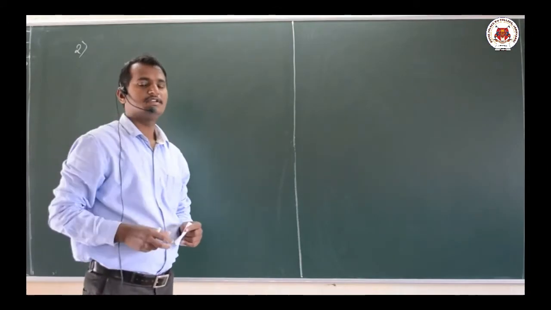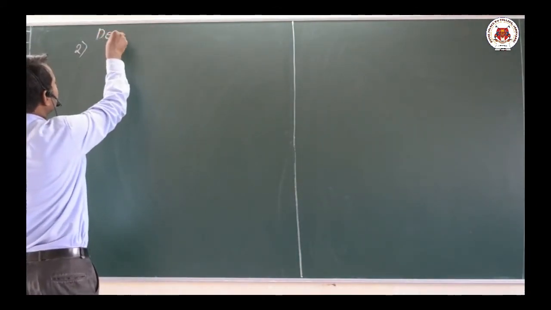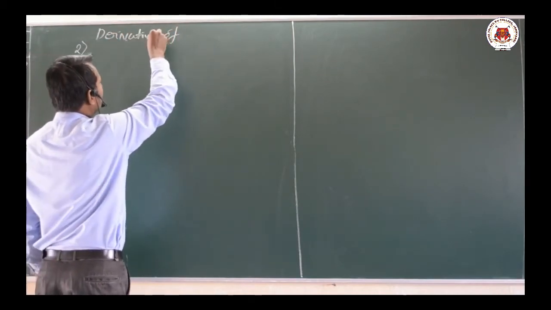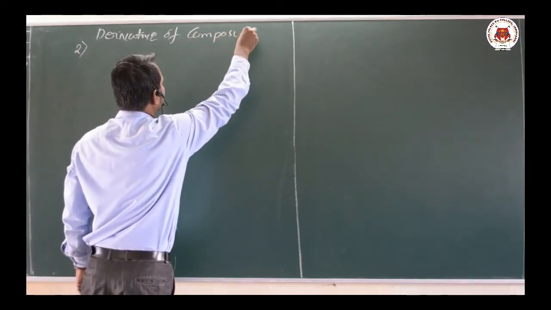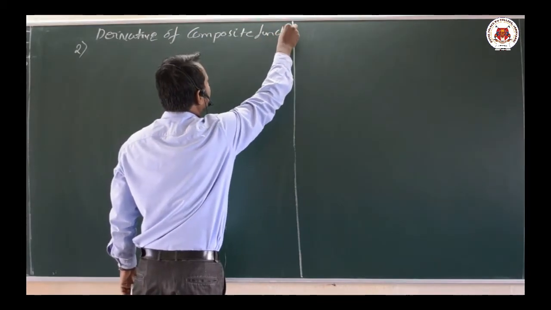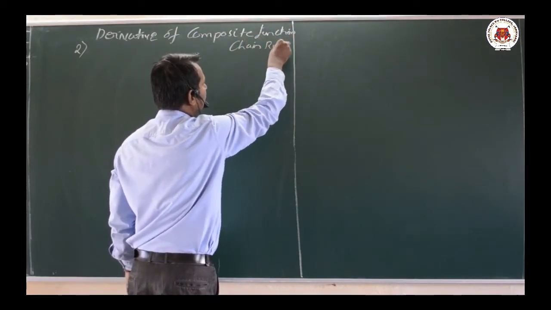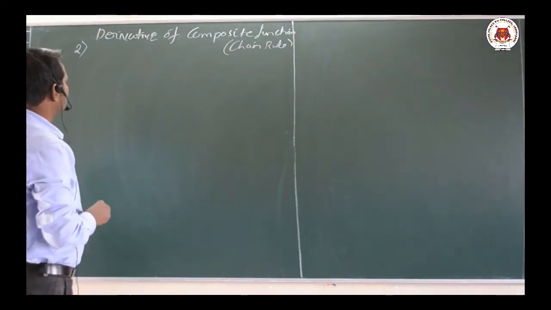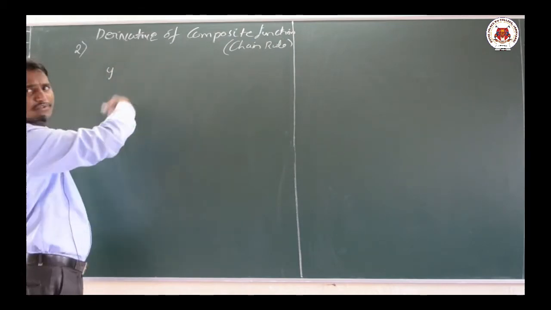Okay dear students, now let us move on with the next problem related to the derivative of a composite function. Composite function, also known as the chain rule. It is a very simple topic. So first of all, the next problem: find the derivative.